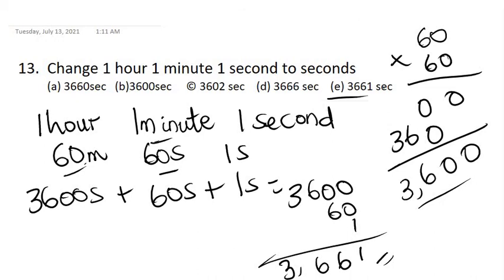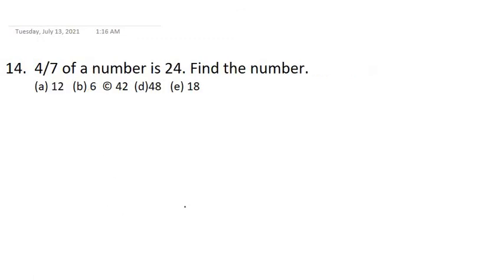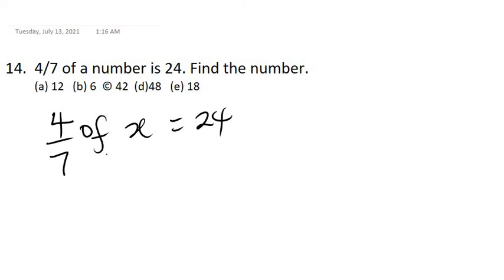Question 14. Sorry, not 17. Question 14. 4 over 7 of a number is 24. We weren't given the number. Let the number be any letter of our choice. So 4 over 7 of, let the number be x, equals 24. Of course, of means times. So 4 over 7 times x. You just have 4x over 7 equals 24. All whole numbers have a denominator of 1.